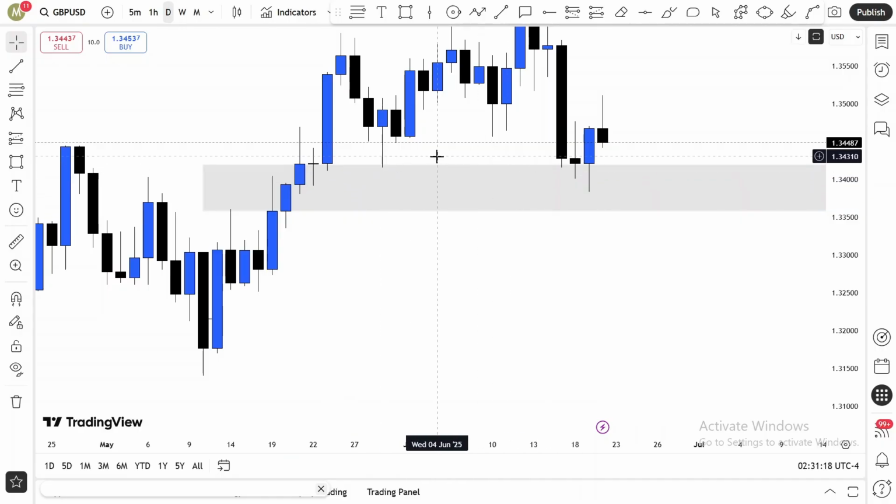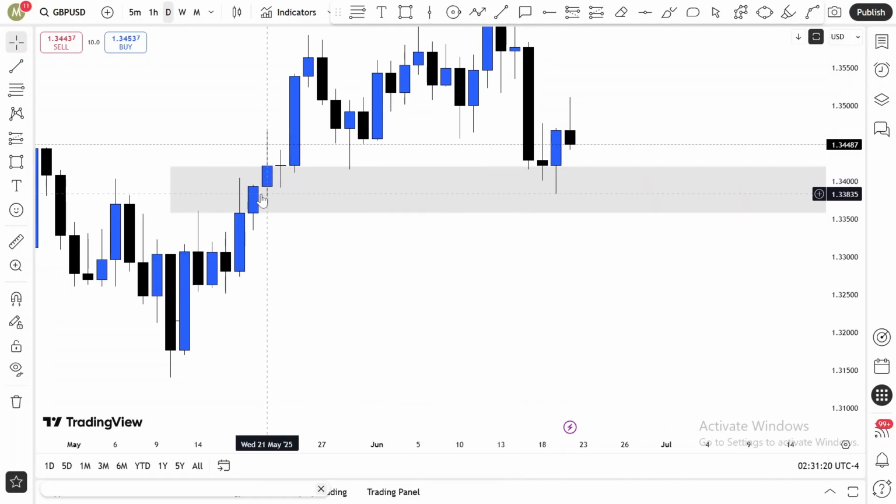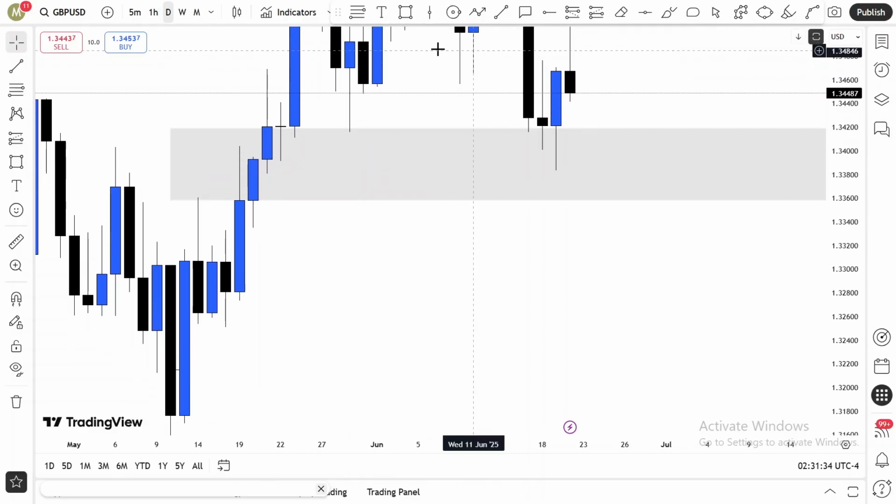Okay, so now we can see that there is no fair value gap here, but price reacted off this zone. So spotting this on the higher time frame, we want to see how it's going to react on the lower time frame. Now let's go down to the 1 hour time frame to see. But first of all, let's understand this.